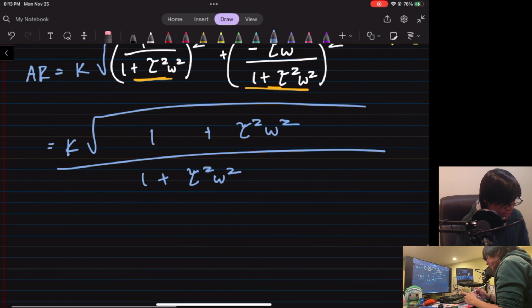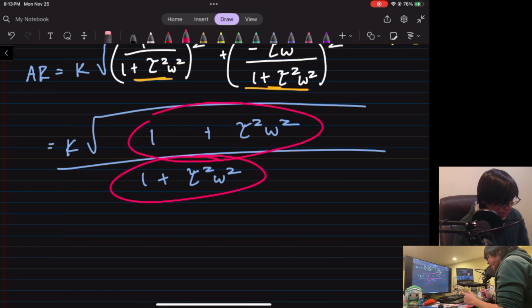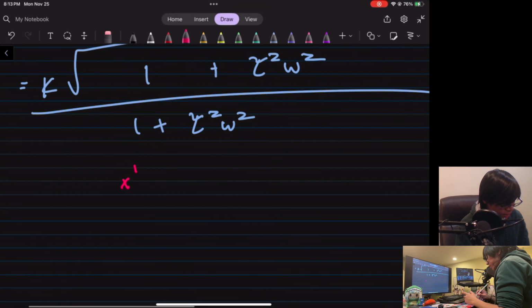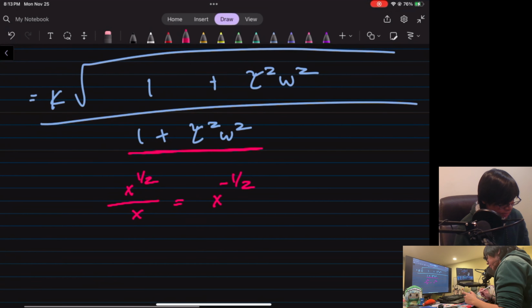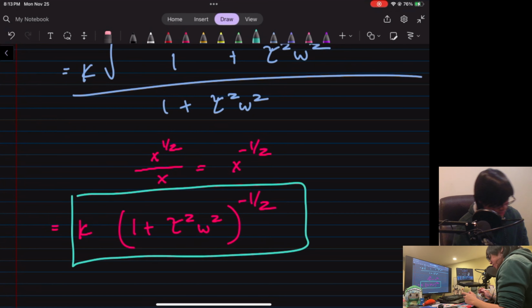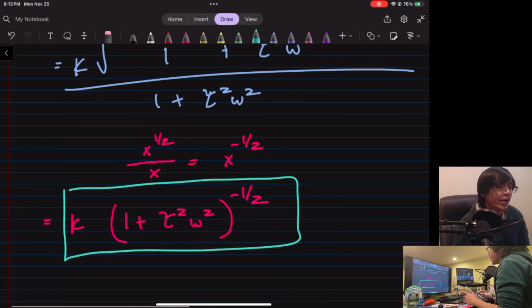And notice that these two terms are actually the same. And if you remember, just simplifying, I know it looks a little different right now, but something like x to the 1/2 divided by x just gives you x to the negative 1/2. In our case, x is this term here. So we subtract the exponents, so we're left with k times 1 plus tau squared omega squared, all of that to the negative 1/2 power. And that's our amplitude ratio. So that'll be important later on when we do two transfer functions in series. I guess first order. I don't even know if that's part of the question, but I'm just going to show it anyway. So that's amplitude ratio.